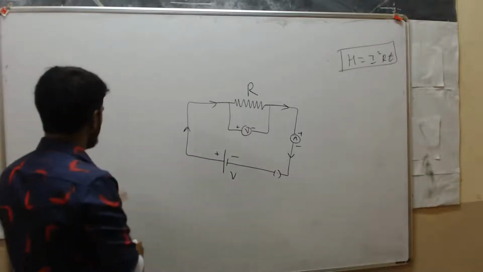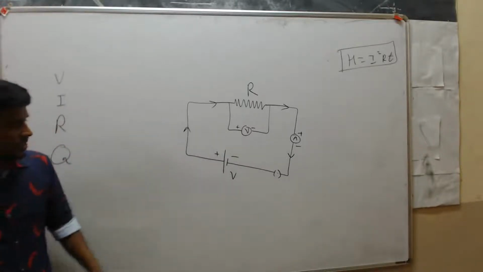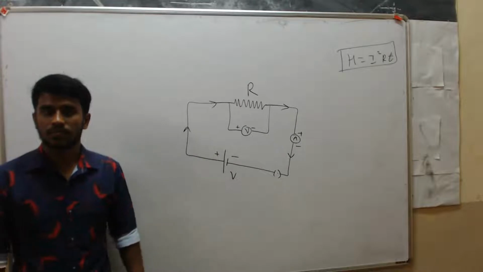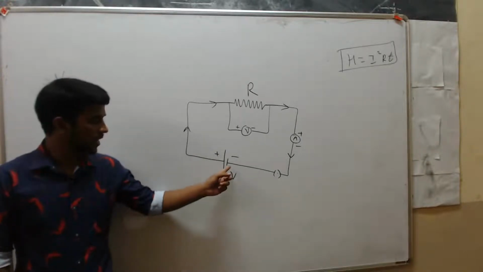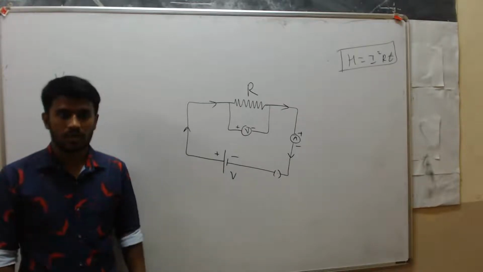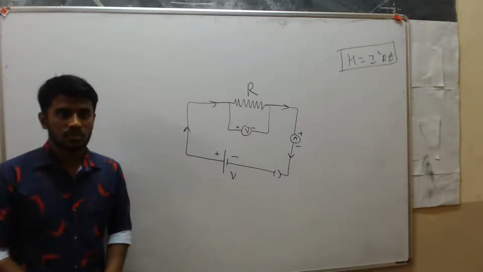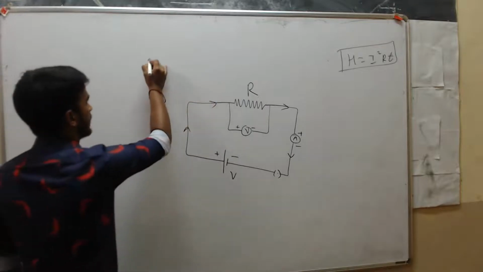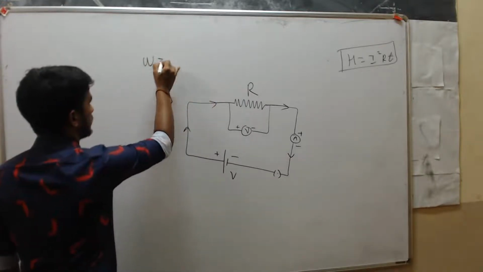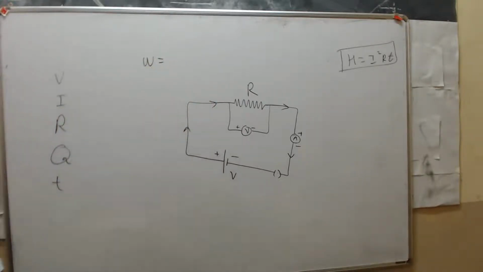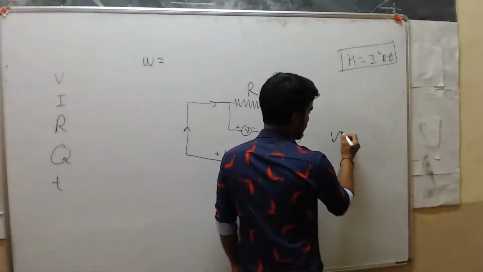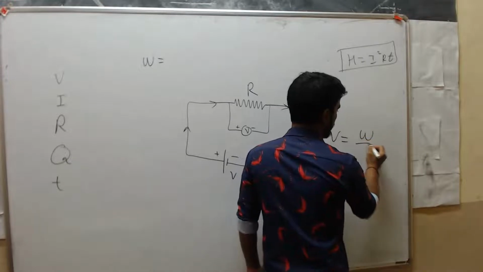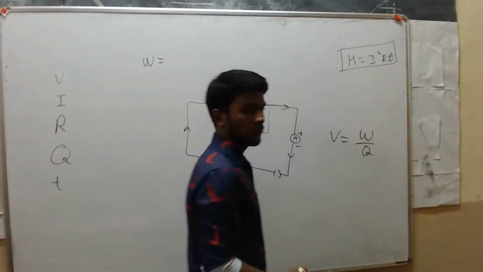Okay. So here, what is the function of this battery? It will supply energy, it will send some electrons, which means it will do work. Correct. So I will take the work done by that battery as W. To calculate the potential difference, V is equal to W divided by Q.